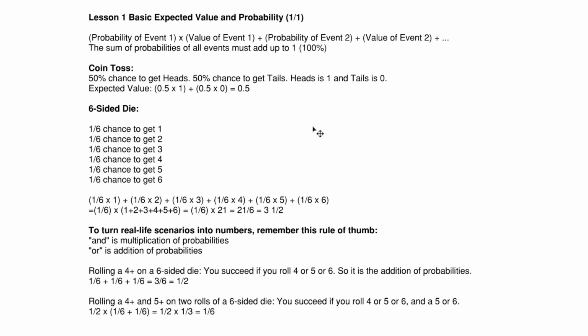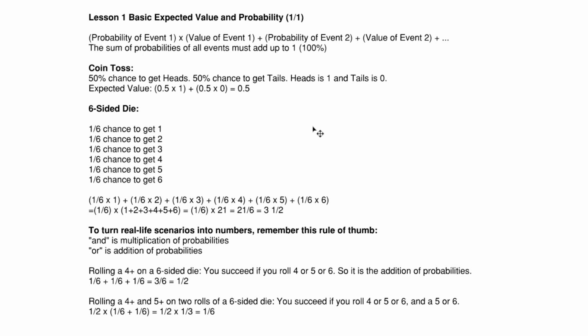Now, if the value of an event is 0, you still put it into the formula and attach a probability to it so that all the probabilities of all the events add up to 1. The first example that we have is the simplest example of expected value.